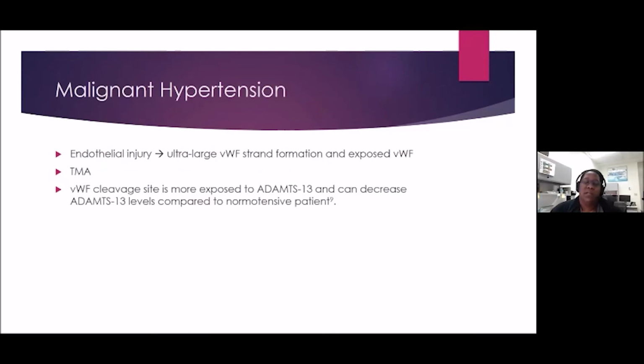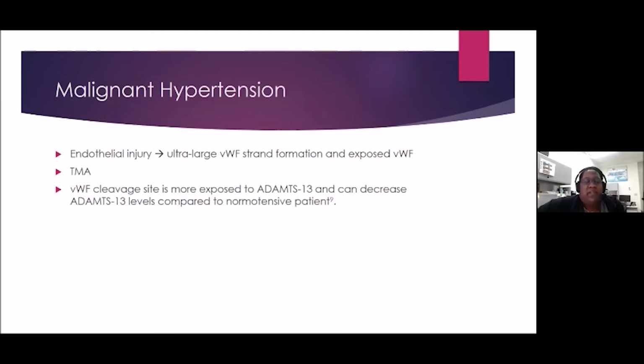So this is a case of malignant hypertension. This patient actually had a history of preeclampsia in a previous pregnancy. So what happens is the blood is under so much pressure that it actually is sort of fire hosing the endothelial wall, and you get endothelial injury. And then when that happens, as I said before, you get ultra-large von Willebrand factor multimers, and you have this exposed von Willebrand factor, which will then aggregate platelets. And then when the red cells come through, they will shear. So you have a thrombotic microangiopathy.